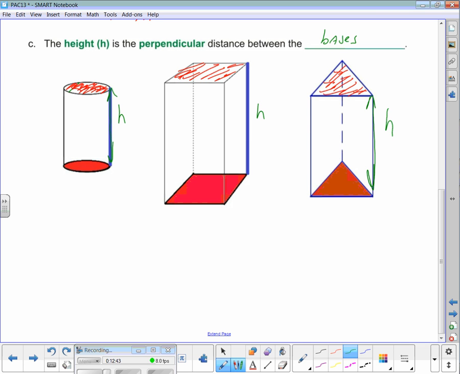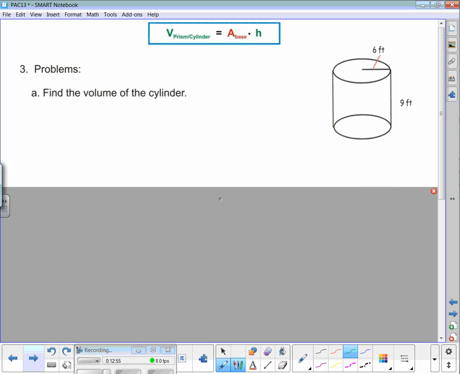All right? So volume of prisms and volume of cylinders problems aren't hard. All right, so I got the formula up there on top for you again, and we're going to start working on figuring out the volume of our shapes. So somebody raise your hand. How do you start a problem like this?